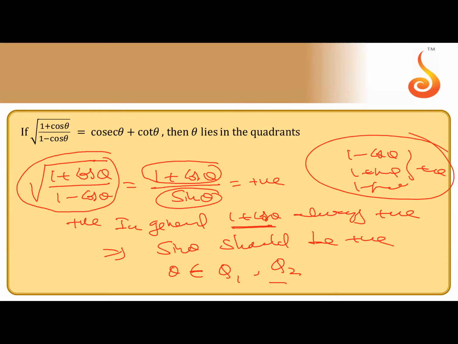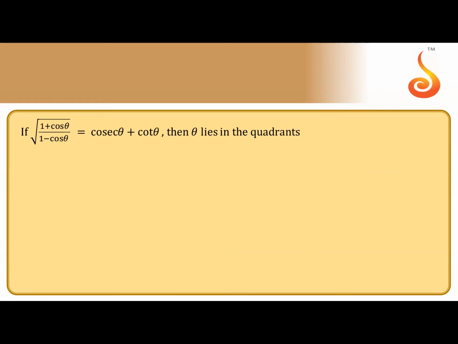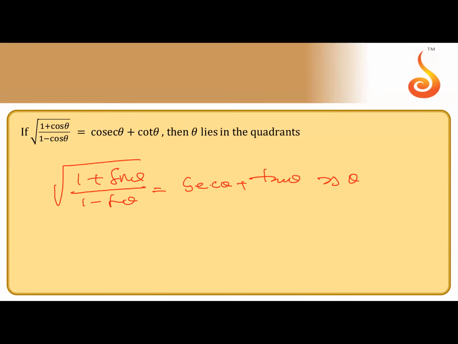I'll give one question. You can tell the answer quickly. Tell the answer correctly. Same model: root over (1 plus sine by 1 minus sine) equal to secant theta plus tan theta. Then theta belongs to dash quadrants.